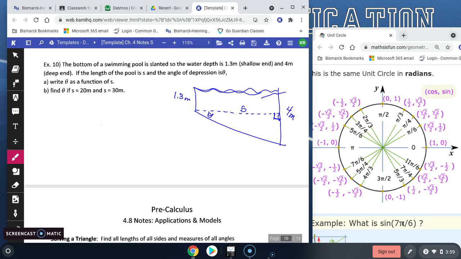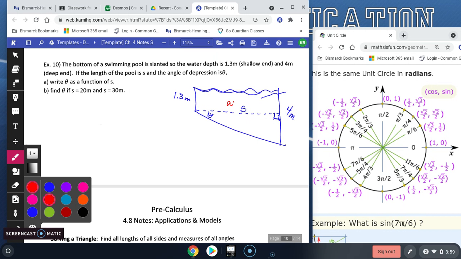A, write theta as a function of S. Here's theta. S is our adjacent side. So this would be adjacent. And then what other information do you have? I don't know anything about the hypotenuse, so it's not that one. We're going to have to figure out something with the opposite.